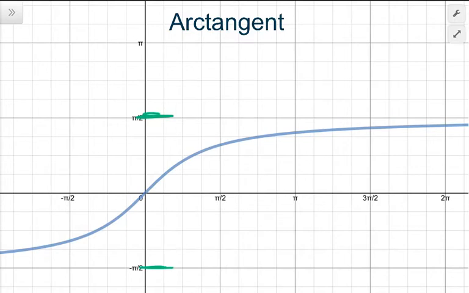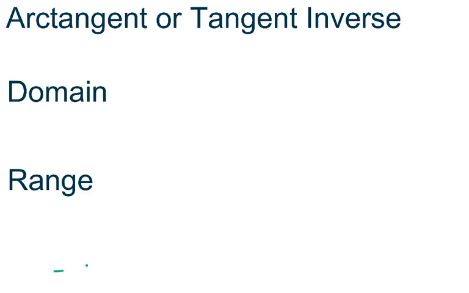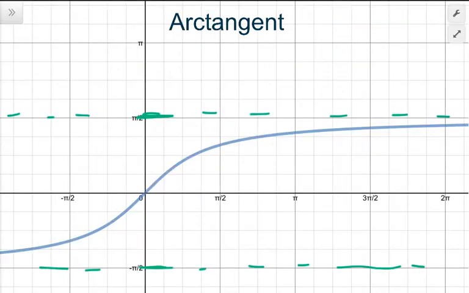The range is between negative π/2 and π/2. However, here is where we don't have those endpoints included because those are actually asymptotes. We never touch those. So when we write the range for our arctangent function, we need to write it using regular parentheses. So we go from negative π/2 to positive π/2. And then our domain, as you can see, is everything. It goes from negative infinity to positive infinity. It doesn't matter.